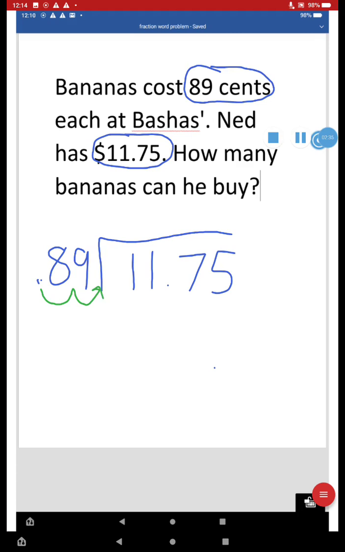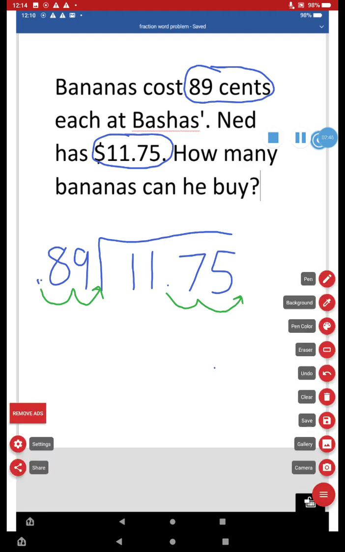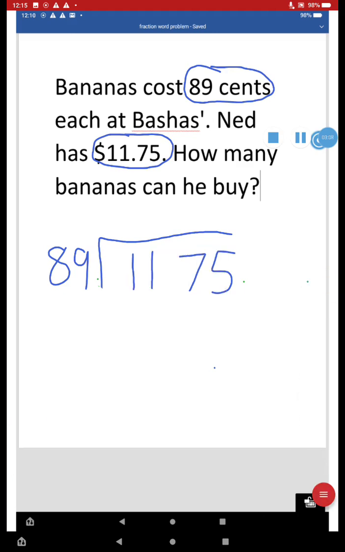All right? Well, now that we've done that, I have to move the decimal on the dividend as well. So let's move that. Ready? 2 places. All right, now that I've moved my decimal point, it's after the 9, it's after the 5. Let's erase the old decimal point and the arrows, and we'll see what our new number is. All right, now I have 11,075 divided by 89. And trust me, it's going to get us the same answer.